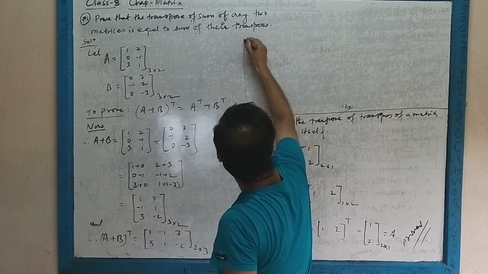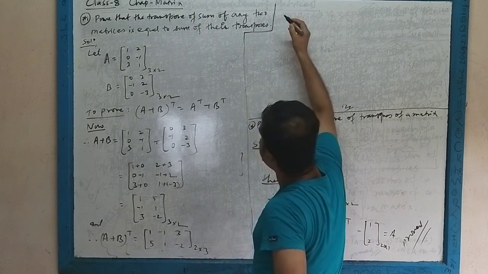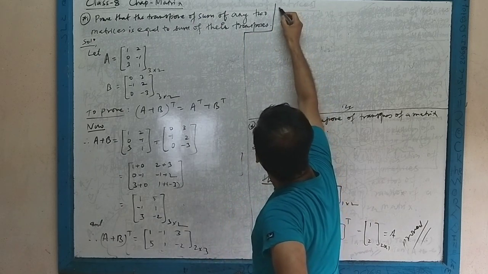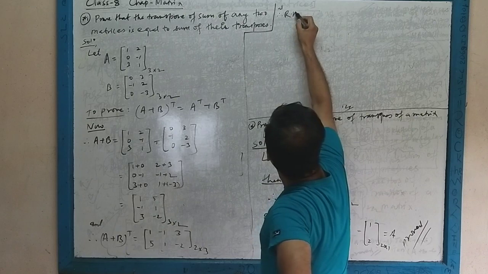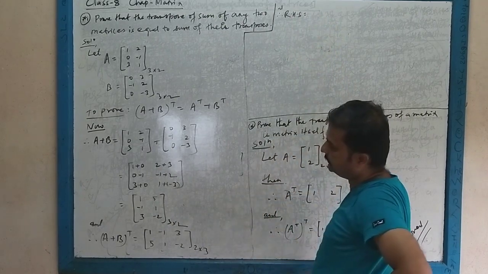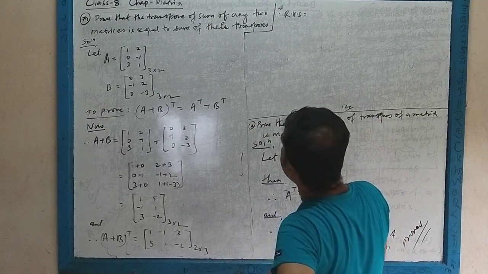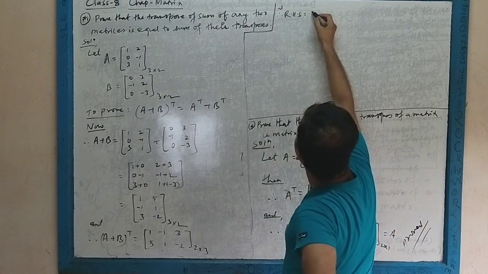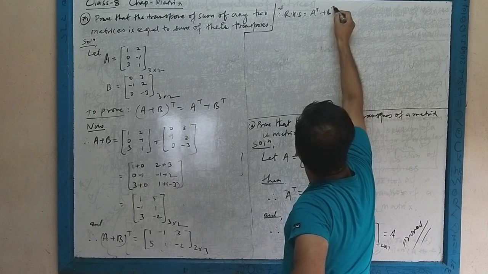Okay, now the right hand side part. You can see this is the left hand side part, no problem. Now the right hand side part is A transpose plus B transpose.